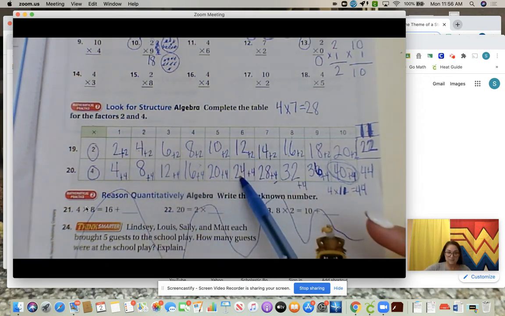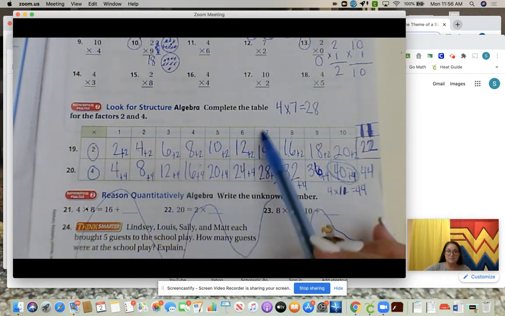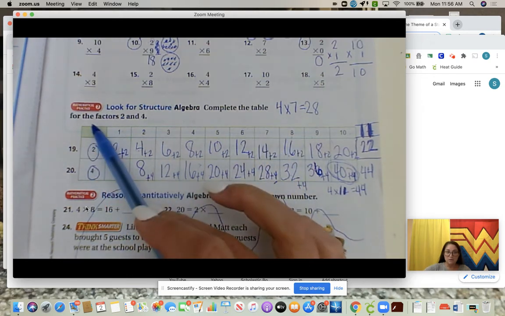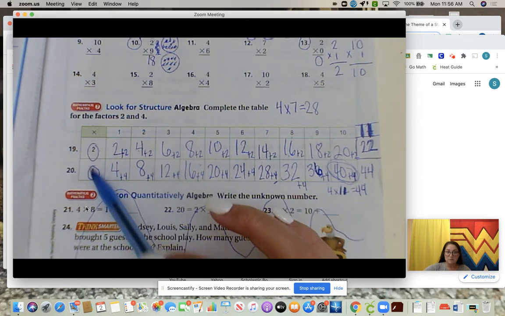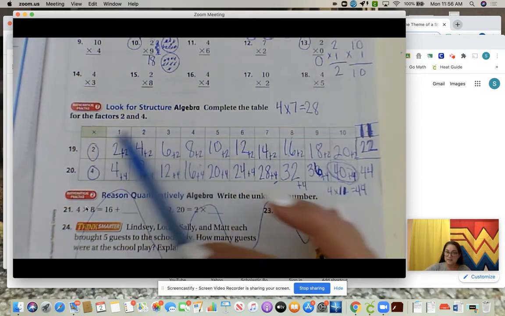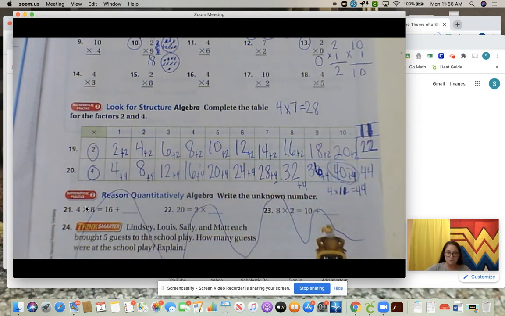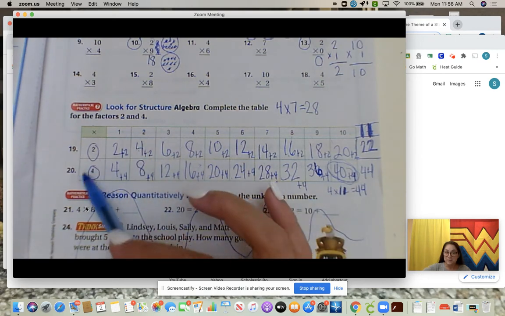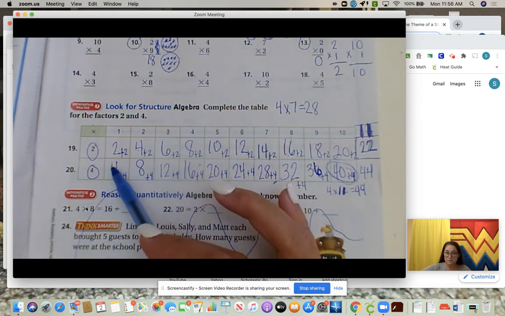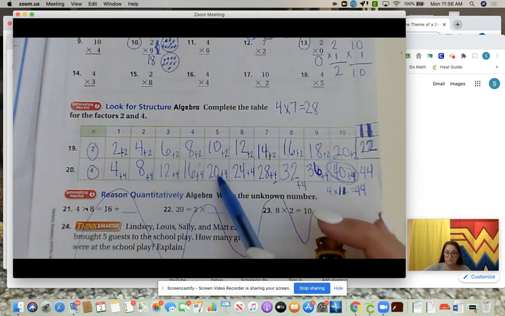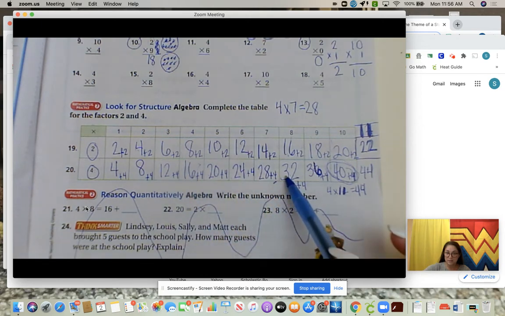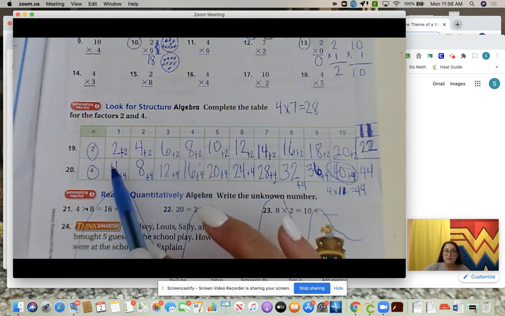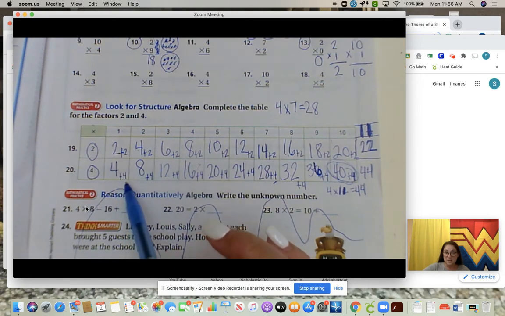4 times 6 is 24. 4 times 7 is 28. 4 times 8 is 32. 4 times 9 is 36. And 4 times 10 is 40. Again, we are skip counting by 4s: 4, 8, 12, 16, 20, 24, 28, 32, 36, 40, which is repeated addition, adding 4 each time.